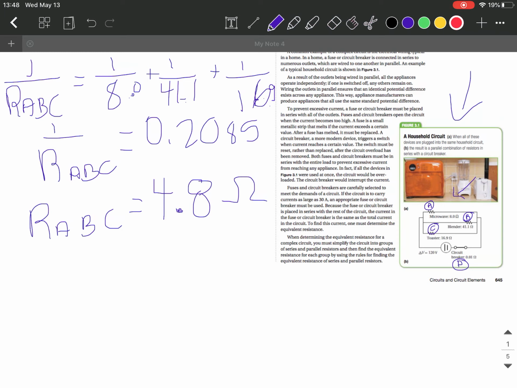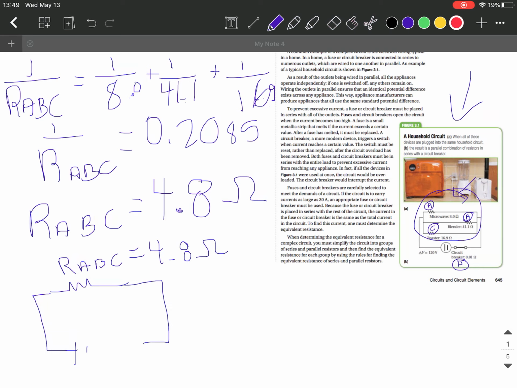So since I already combined them, I'm going to redraw my circuit. So quick diagram. This shouldn't be hard for you to do. My battery. Instead of all of these, I am just going to put 1 labeled R_ABC equals 4.8 ohms. And then I have my circuit breaker over here, which is in the form of a switch, but it also has a resistance of 0.01 ohms.